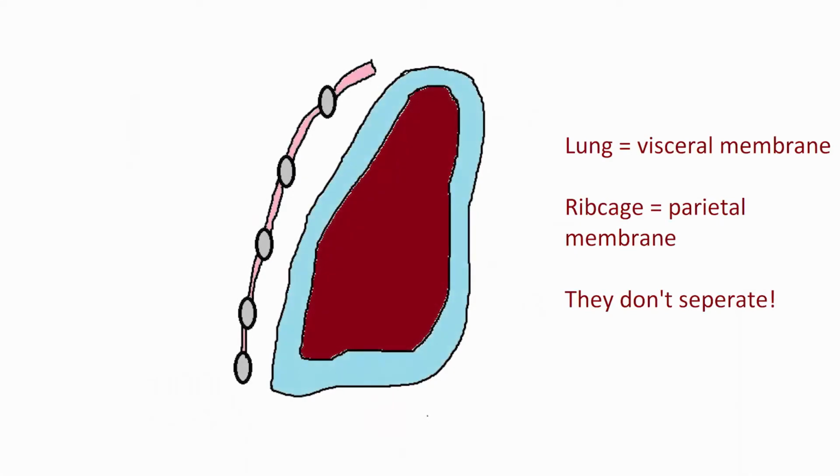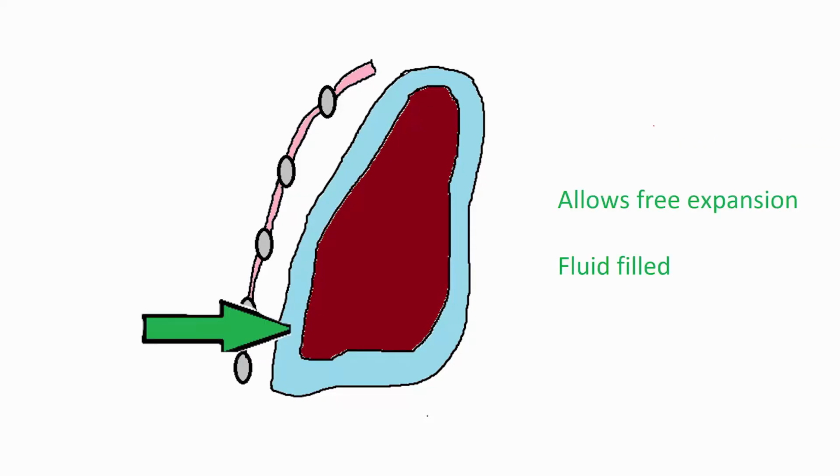There are two pleural membranes which line the lungs. One is attached to the lungs and the other is attached to the ribcage. This causes the lungs and ribcage to not separate when expanding. The pleural cavity between the two membranes is filled with secretions, allowing free expansion and collapse of the lungs. The secretions also allow the two pleural membranes to slide over each other.